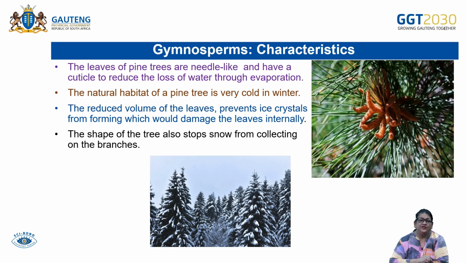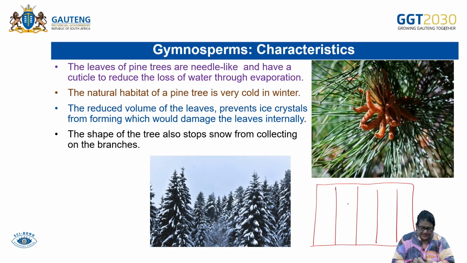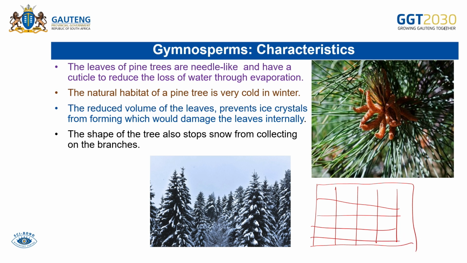The leaves of pine trees, now children, you must make a table. As I say, you have to make a comparative table, learners, and you have to compare all the criteria. Like what? For example, now you'll put here bread mold, then you'll put moss, then you'll put ferns, then you're going to put, for example, pine trees, okay?